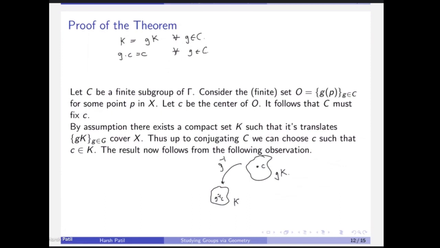And if you look at the conjugate of C by g, g C g inverse, then C fixes small c implies g inverse C g fixes g inverse small c. Oh, sorry. C fixes small c, then g inverse C g fixes small c. So now we've just shifted our point and shifted our finite subgroup within its conjugacy class.